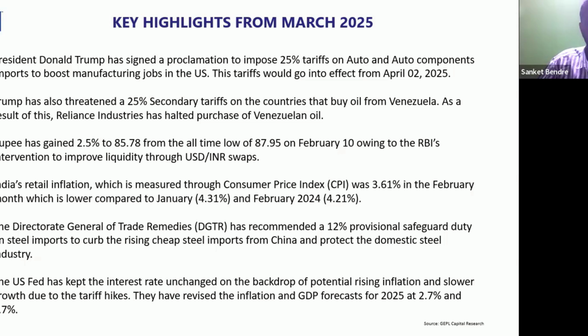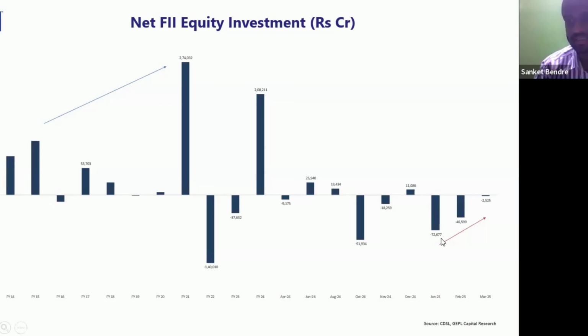So moving forward to the next slide. In this, we can see that in the recent past three months, the net outflow of FIIs has been decreasing. In the month of January, the net outflow was approximately 72,000 crores, whereas in February it came down to 46,599 crores. And in the month of March, as of date, the net outflow was at 2,500 crores.